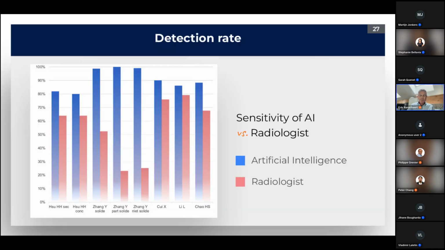Next slide. This is what the analysis from the medical student showed when comparing the sensitivity of AI with that of a radiologist. As you can see here, in all these publications, and he analyzed more than 29 publications, the AI had a greater sensitivity for detecting these abnormalities.